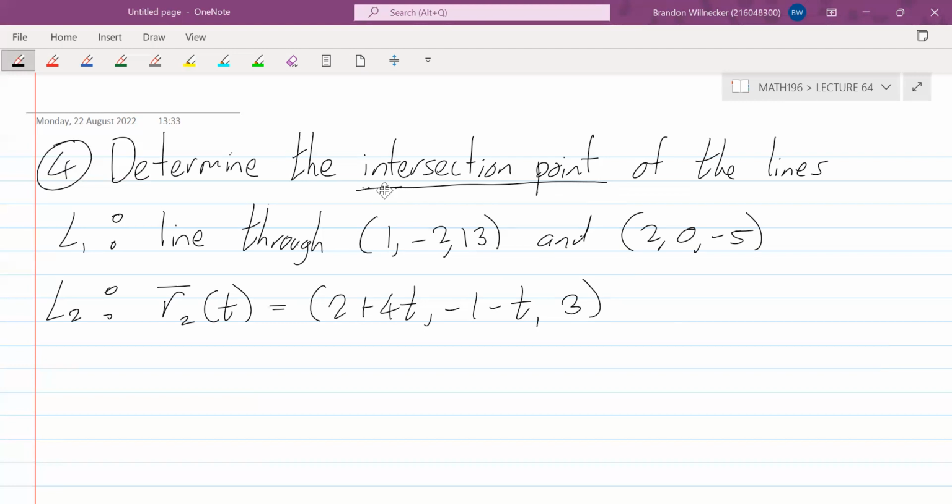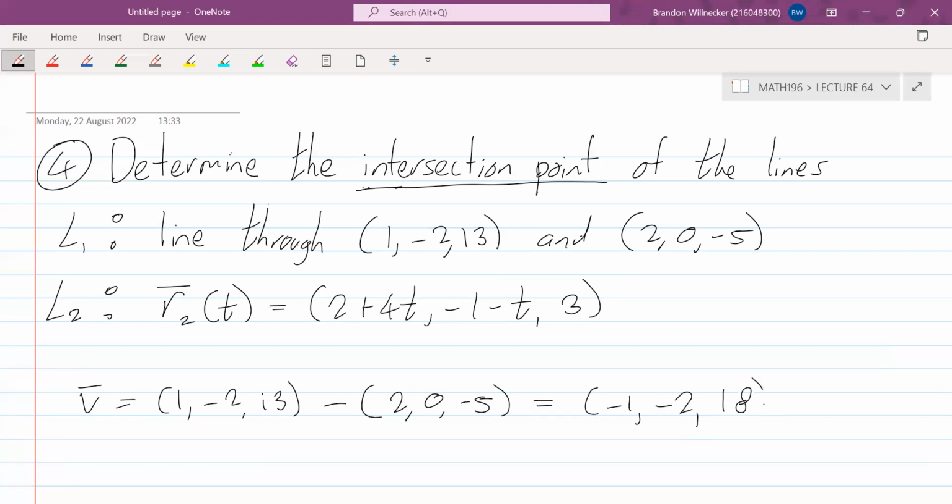So let's get both of them into the same form. We can use the information from L1 to find the vector form of L1. How do we do that? Well, we need a direction vector v. So this is going to be (1, -2, 13) minus the other point, (2, 0, -5). And this is going to give us (-1, -2, 18), so that is our direction vector.